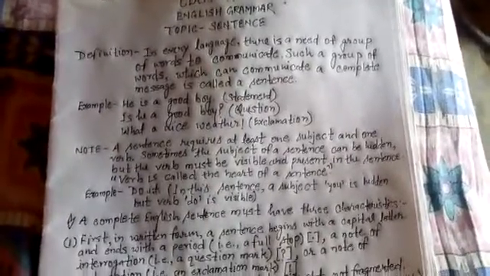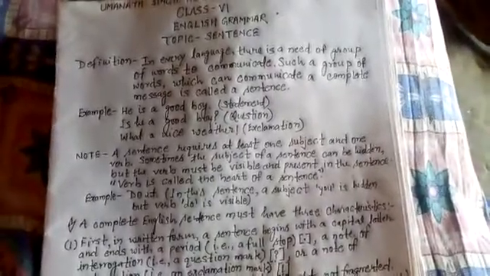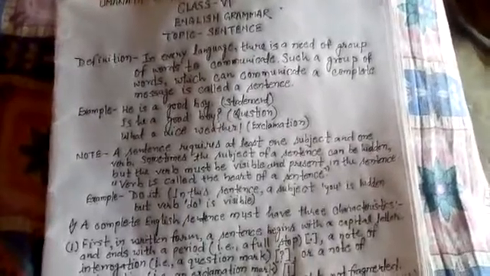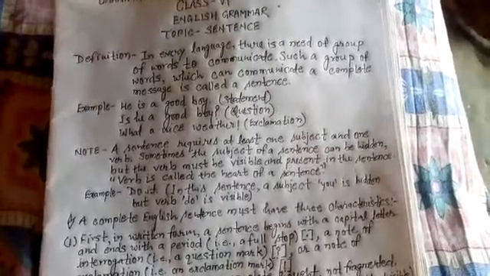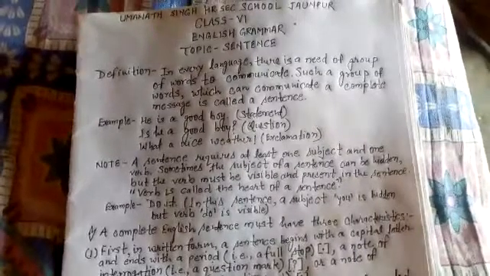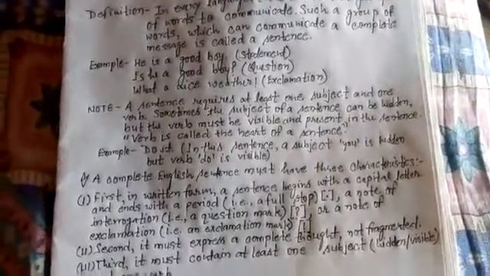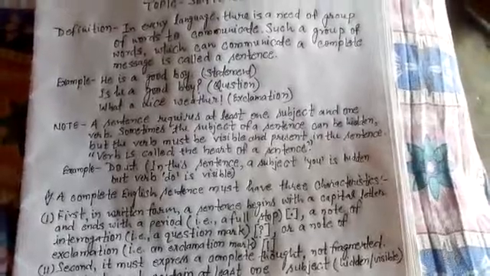You see the example: Do it. In this sentence, the subject you is hidden, but the verb do is visible. These kinds of sentences are known as imperative sentences. In an imperative sentence, there is a subject, but it is not in written form. Next thing is, a complete English sentence must have three characteristics.